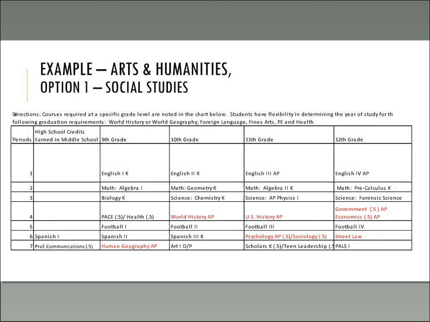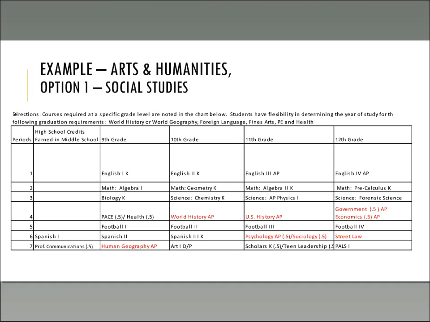The next endorsement option would be arts and humanities, and this particular student chose the social studies option. And again, remember in order to earn the social studies option for arts and humanities, you just have to take 5 social studies courses, and those are listed there in red. And then you have the 2 additional courses that they could take to satisfy their endorsement credit.